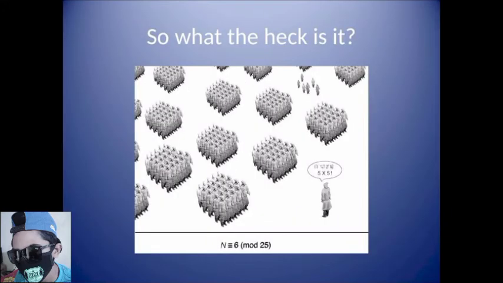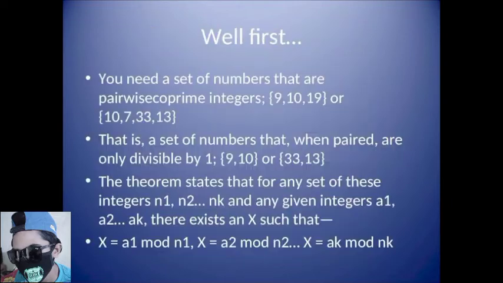So what is it? Well, first, you need a set of pairwise coprime integers, such as 9 and 10, or 7, 33, and 13. That is a set of numbers that, when paired, are only divisible by 1, as with 9 and 10, or 33 and 13.